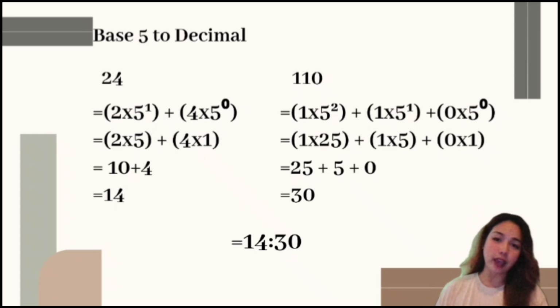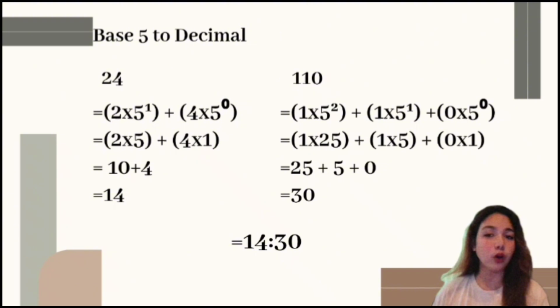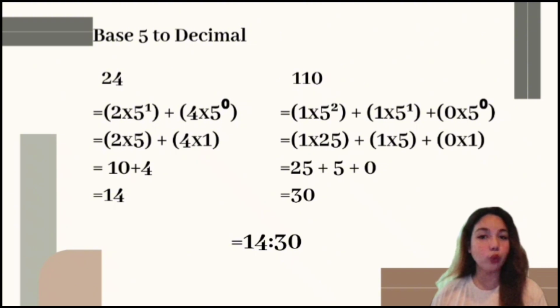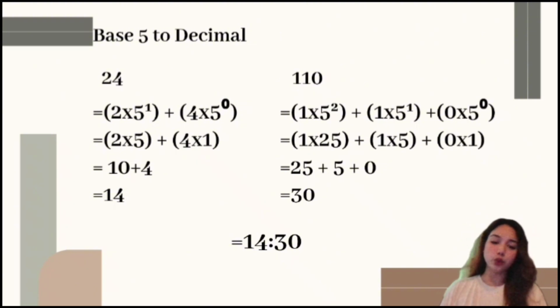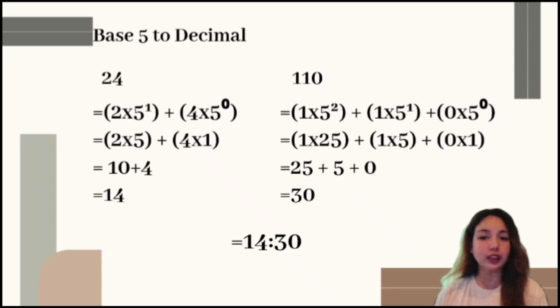So 2 times 5 to the power of 1 will be 2 times 5. 4 times 5 to the power of 0 will be 4 times 1. Always remember, 5 to the power of 0 will always be 1. So 2 times 5 will be 10, and 4 times 1 will be 4. Just add those two, we will get the number 14.